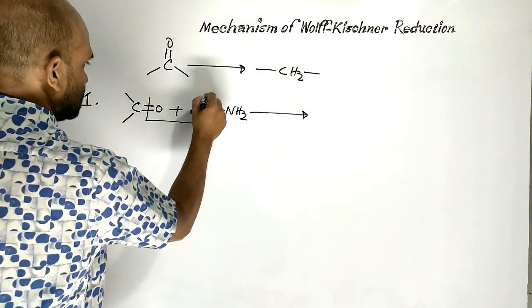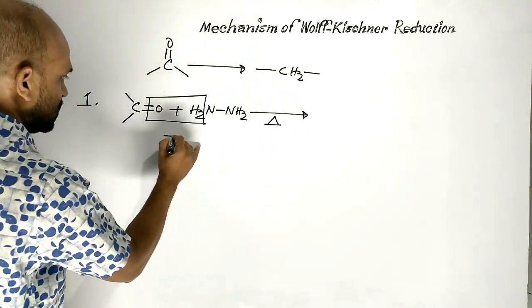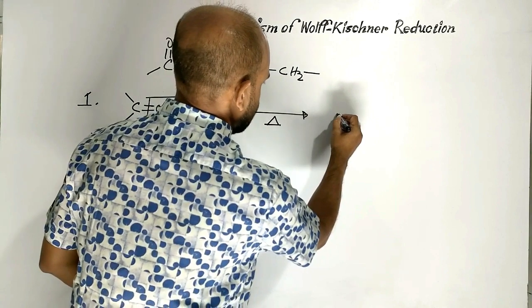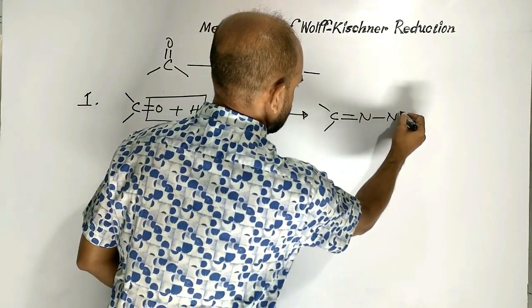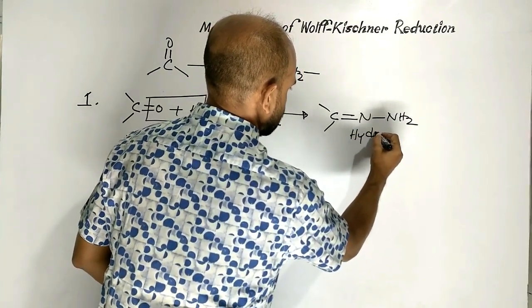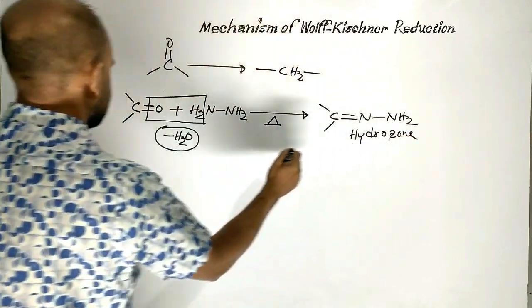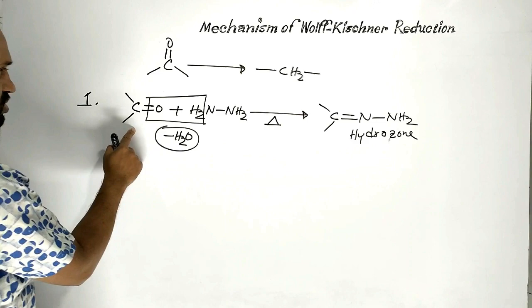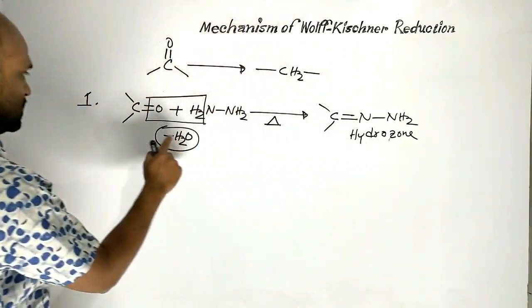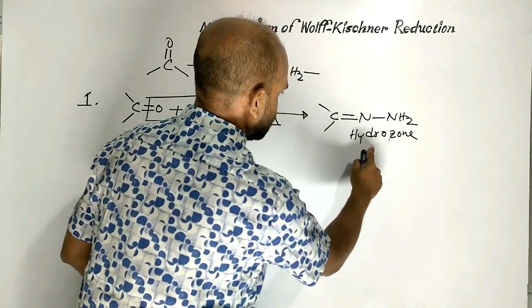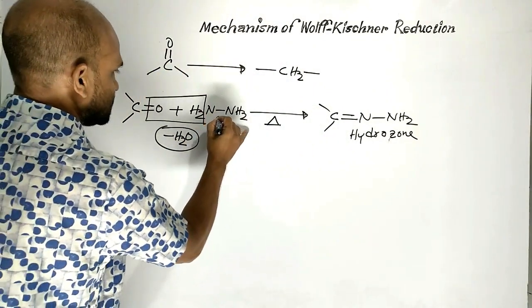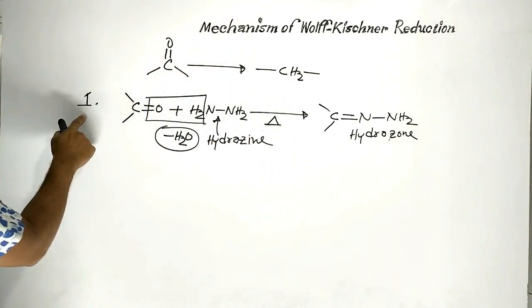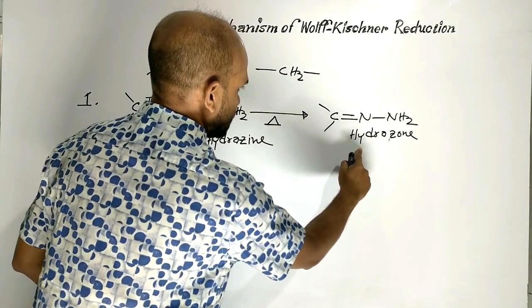Then, first of all, water gets removed at step 1 to form hydrazone. This is hydrazone. If it is ethanal, it will be ethanal hydrazone. If this is propanone, the compound will be propanone hydrazone. If this is benzaldehyde, it will be benzaldehyde hydrazone, reacting with hydrazine. So, step 1 is known as formation of hydrazone.